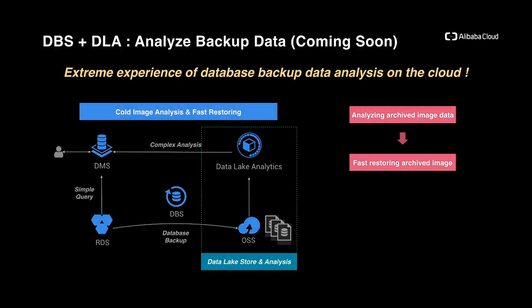DBS is the database backup service on Alibaba Cloud. Since DBS supports backup images persisted on OSS in Parquet or JSON format, you can use DLA to query database backup images very conveniently. DBS plus DLA can provide you the extreme experience of database backup data analysis on the cloud. You can even do historical data analysis directly using DBS plus DLA without restoring the image back. Or you can analyze archived image data very quickly and do fast image restoring as business needs.